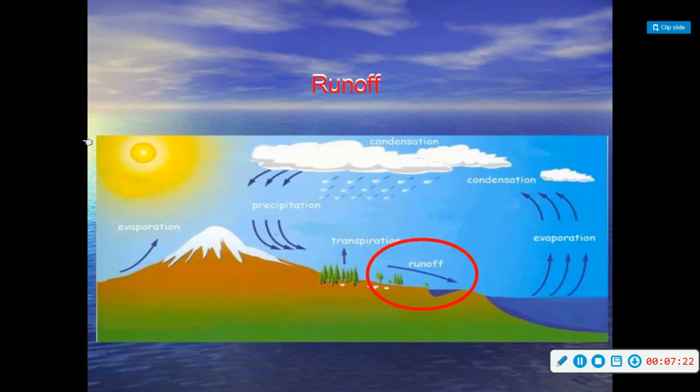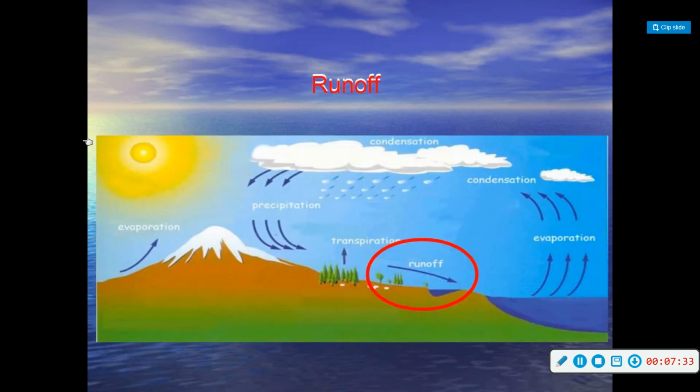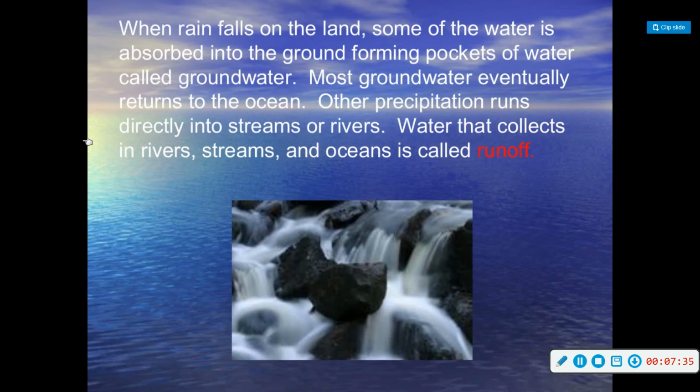Runoff. So just to clarify, precipitation is your rain, sleet, hail, snow, anything that falls out of the sky that's water formed. Runoff. So when rain falls on the land, some of the water is absorbed into the ground, forming pockets of water called groundwater. Most groundwater is eventually returned to the ocean. Other precipitation runs directly into streams or rivers. Water that collects in rivers, streams, and oceans is called runoff.